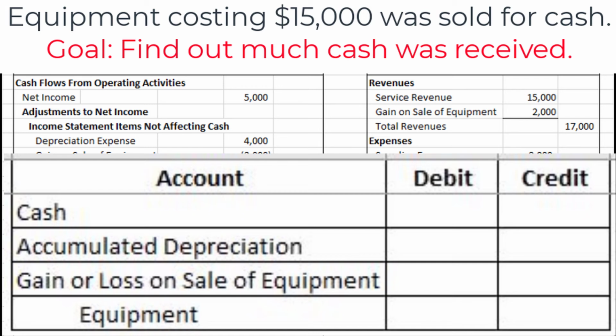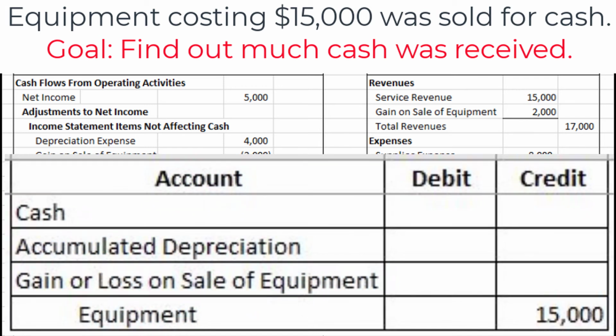Now the only one we know so far is the credit to the equipment account is going to be for $15,000 because the additional information told us that the equipment had originally cost $15,000. So the idea here is if we can figure out what the accumulated depreciation and the gain or loss is, then by balancing the journal entry we can figure out how much cash was received. So we're going to use the income statement and balance sheet to figure out those missing numbers.